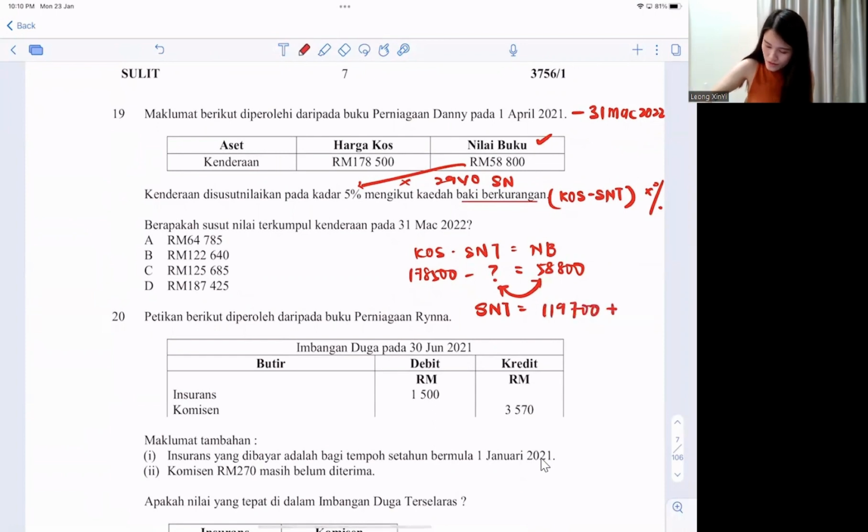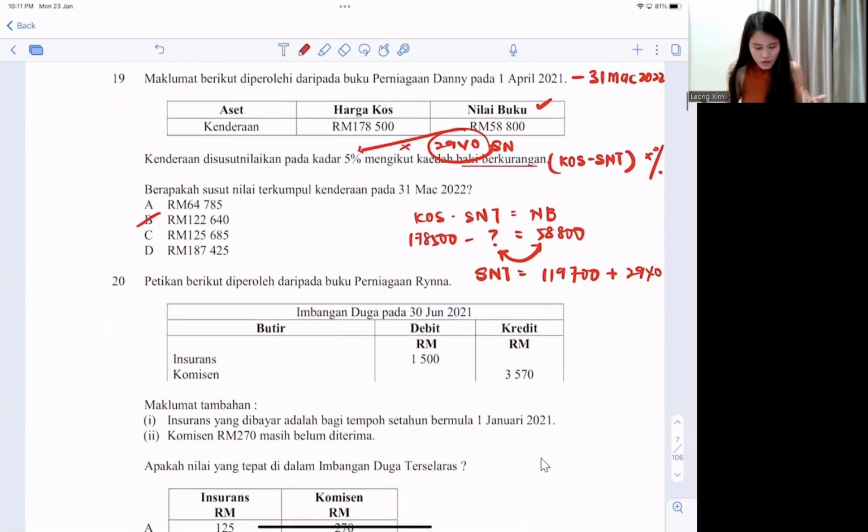119,700. So add on your SN 2940. Answer is 122,640. Okay, everything works on, so they are meant to make you think lah. Okay, this is like hebat question. So let's move on to question 20.